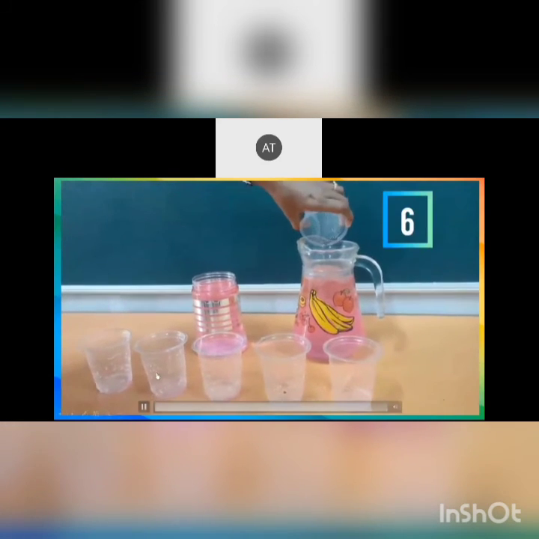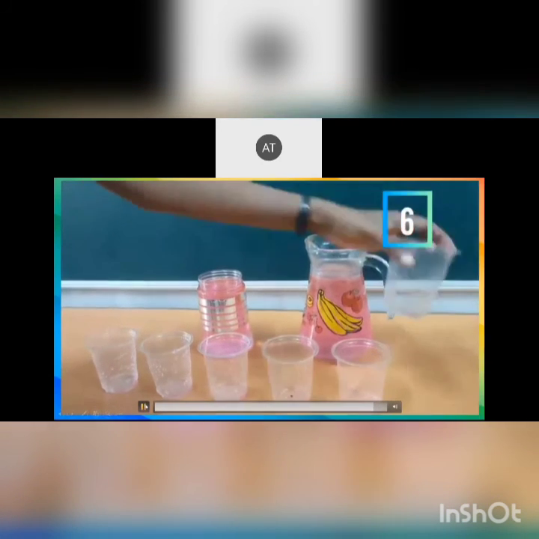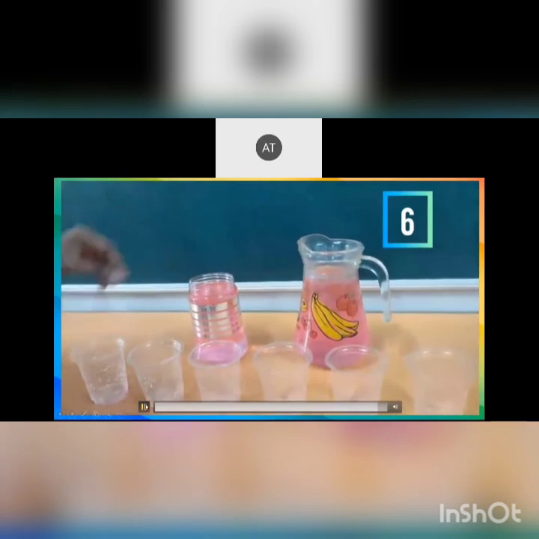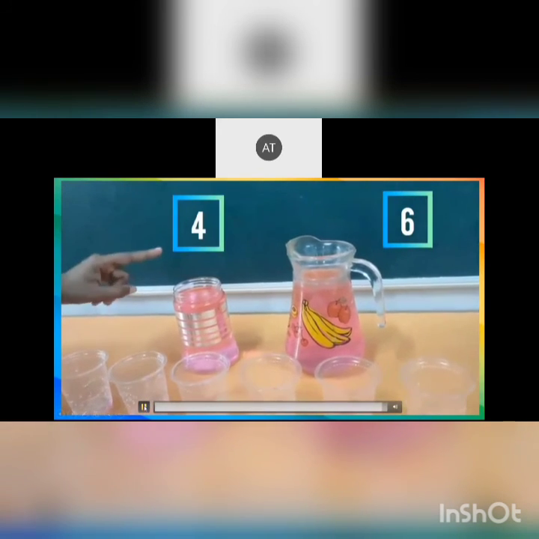6. Wow. So, it holds all these 6 glasses of juice, isn't it? The second jar holds all the 6 glasses of juice. The first jar holds only 4 glasses of juice. Okay, now tell me, which jar should we keep the juice in?